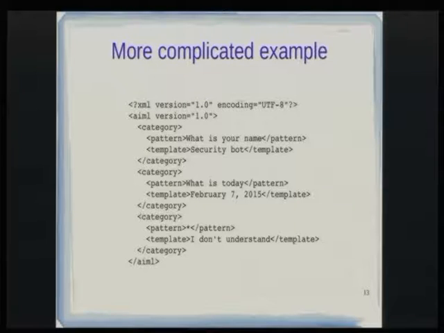So we've got, what is your name? What is today? And then we have something that's a catch-all at the bottom. So this pattern that's an asterisk at the bottom simply responds, I don't understand. And so it's kind of important to have a catch-all in all of the AIML that you write, just so that there's something to respond with if there's no match.